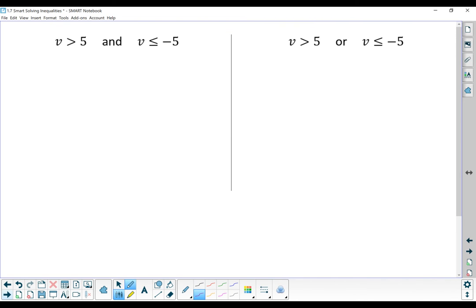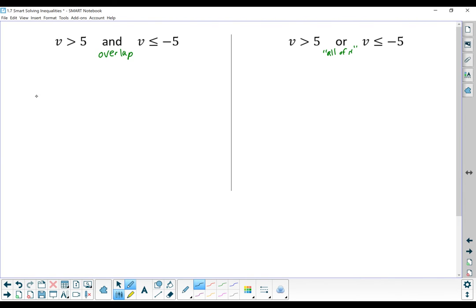All right, so these two equations are also the same as each other. We've got one with the word and and one with the word or, and I kind of already cleaned them up so that they're ready to go. So remember, with and, we're going to look for the overlap. And means it has to fulfill both conditions. With or, we're going to take all of it, because it's the union all together.